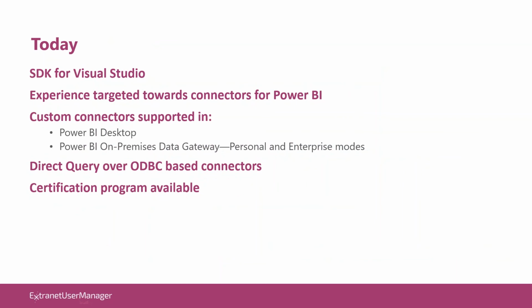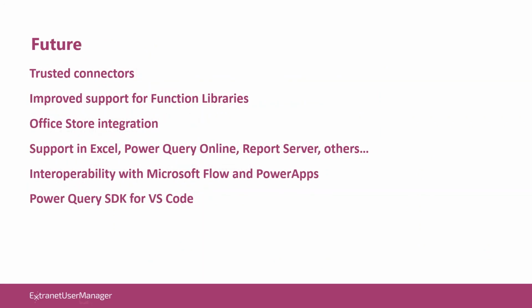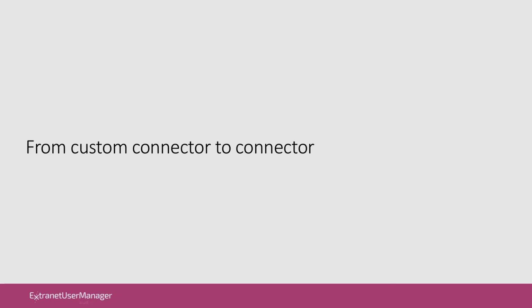It's very targeted to connectors for Power BI. It does support direct query, and there is a certification program if you want to get your connector certified as a software vendor. In the future, they want to go a little further in terms of providing things like Office Store integration, and interoperability between Flow and Power Apps, and some of the other things from that point of view. So how do you move from custom connector to a full certified connector?